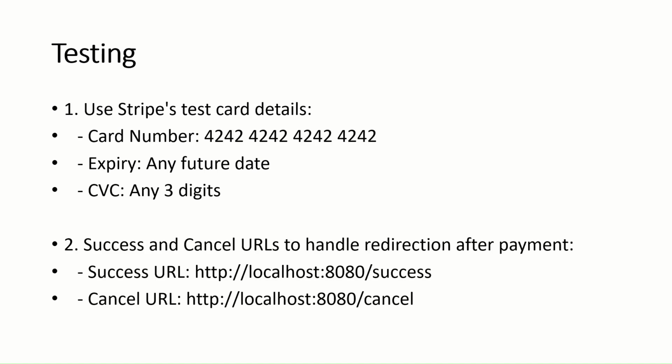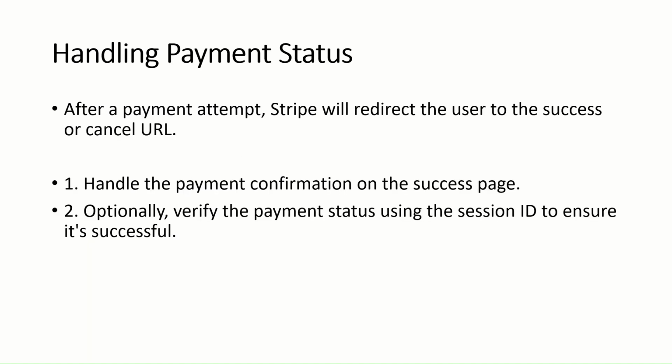Now for the testing, we can use this card, and we'll also develop a couple of success and failure URLs which will redirect based upon the payment success and failure. Now go to the next slide, handling payment status. After the payment attempt, Stripe will redirect the user to the success or the cancel URL.